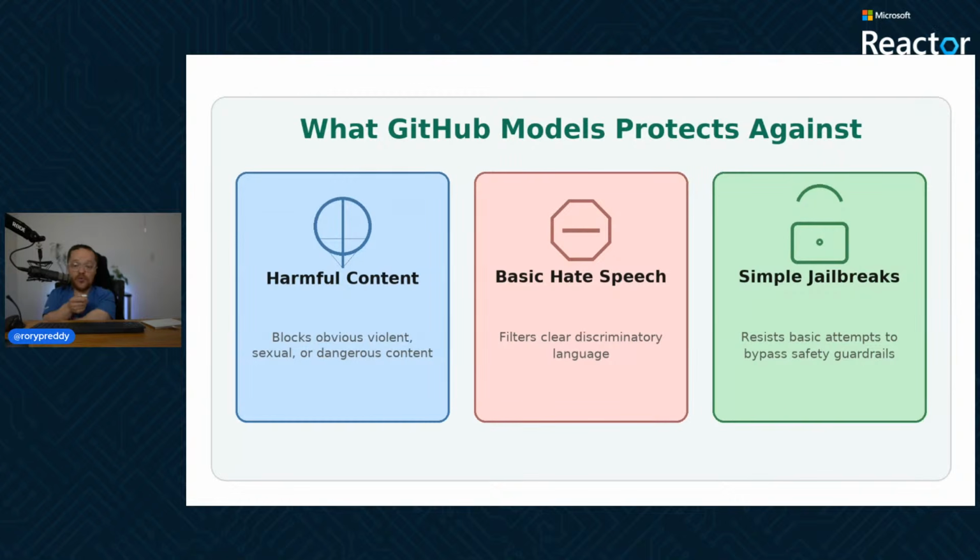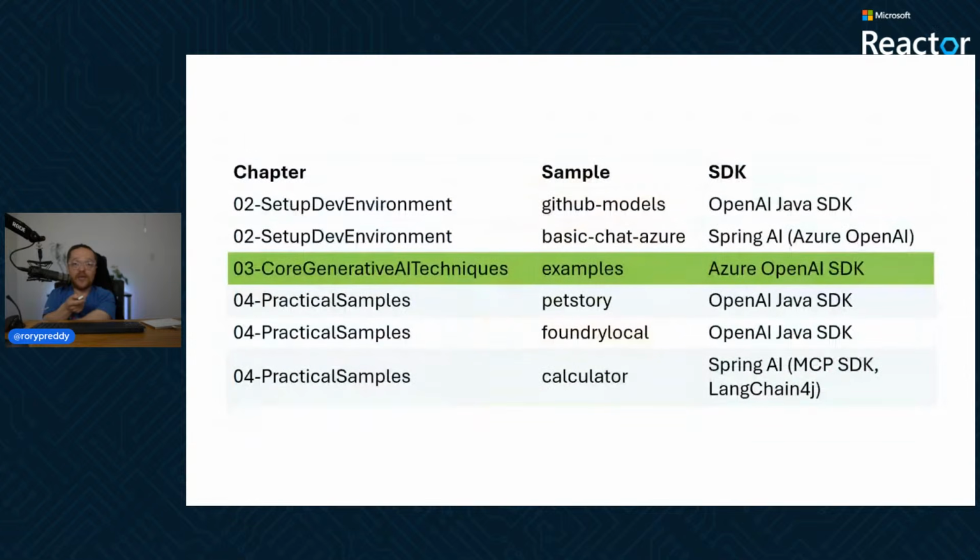And we're going to be going through examples both with GitHub models and also with Azure. And for GitHub models, I've got a nice example in the Generative AI course that actually shows you how it can protect you from harmful content, basic hate speech, and then simple jailbreaks. And we'll go into a lot more detail about how you can protect yourself, your customers, and your AIs from negative influences. So that is most of the slides. Next, I'm going to go through the examples.